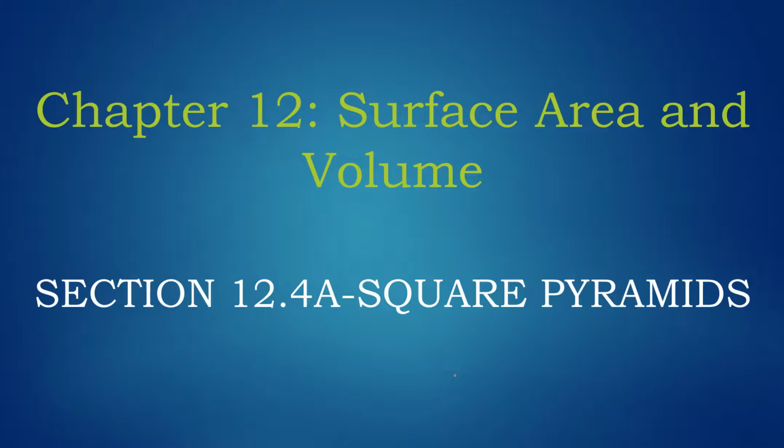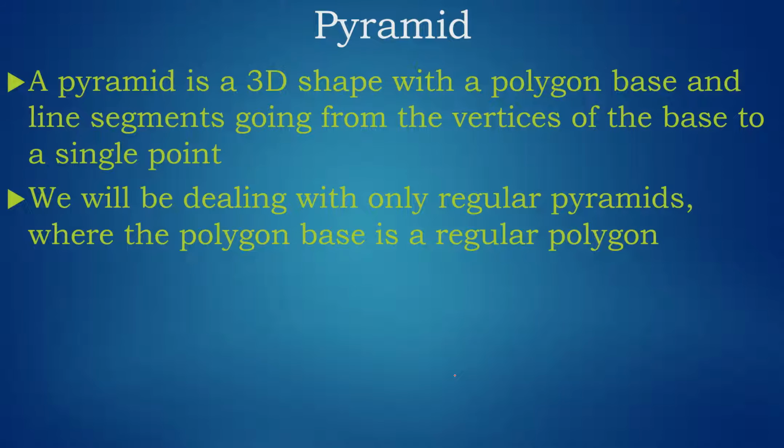Talking about how to find the surface area and volume of a square pyramid, which is a very simplistic example of the pyramids, but allows us to get used to the concept of what we're doing before we delve into more complex shapes with the pyramids. Now, simply, a pyramid is a 3D shape that has a polygon base, and it's got line segments going from all the vertices of the base, meeting at a single point up top.